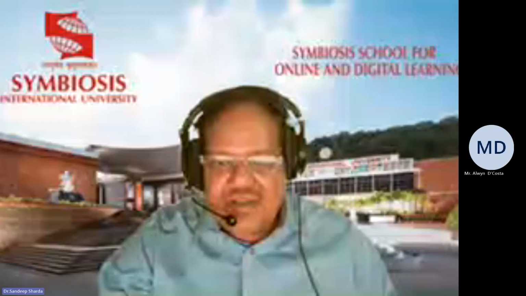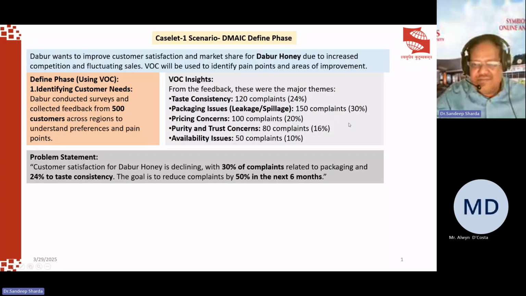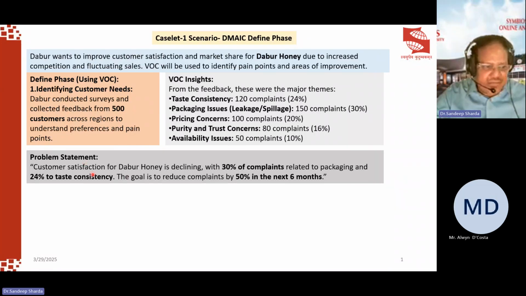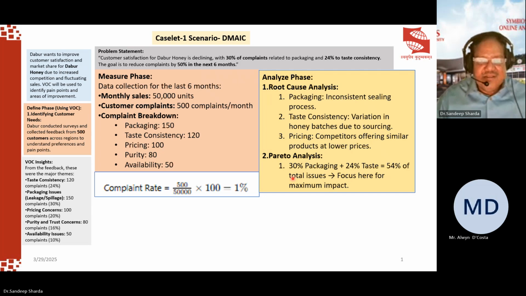And the pricing concern, the trust concern, the availability issue. So, problem statement: customer satisfaction for Dabur honey is declining, with 30% of the complaints related to packaging and 24% to taste consistency. The goal is to reduce the complaints by 50% in the next 6 months. So this is the caselet.